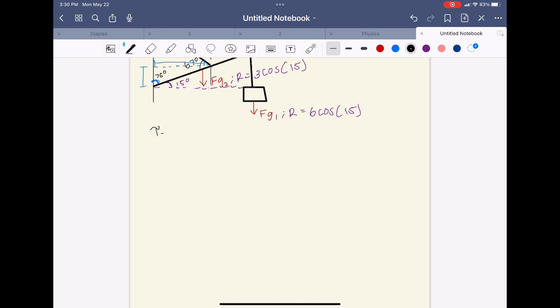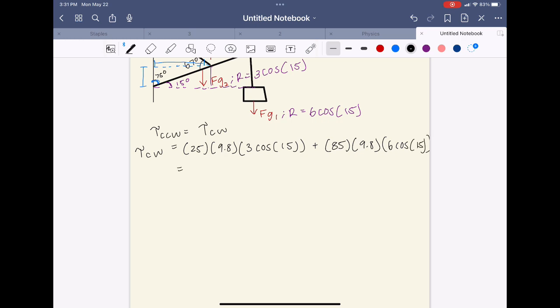So now that we found all of our correct perpendicular radiuses, we could do the same thing. The torque in the counterclockwise direction must be equal to the torque in the clockwise direction. First, I'm solving for the torque in the clockwise direction, which is going to be our FGs. We have 25 times 9.8, that is FG2, times 3 cosine 15, plus 85 times 9.8, that is going to be the value for FG1, times 6 times cosine of 15. And then we are going to simplify this entire side. It is going to be 5,537.65.